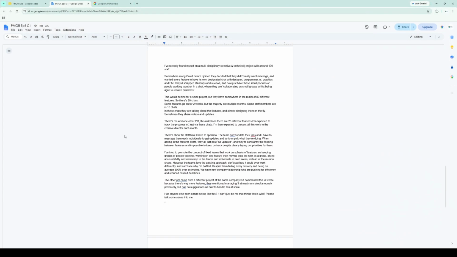All right, so let's get into case two today, which is the Agile Dysfunction. All right, so I will read this one. I recently found myself on a multidisciplinary creative and technical project with around 100 staff. Somewhere before I joined, they decided they didn't really want meetings and wanted every feature to have its own designated chat with designer, programmer, UI, graphics, and PM. They'd scrap stand-ups and reviews and now just have these small pockets of people working together in a chat where they are, quote, collaborating as small groups while being agile to resolve problems, end quote.